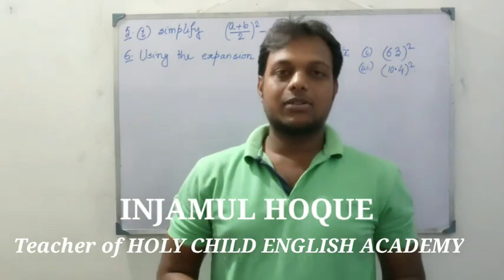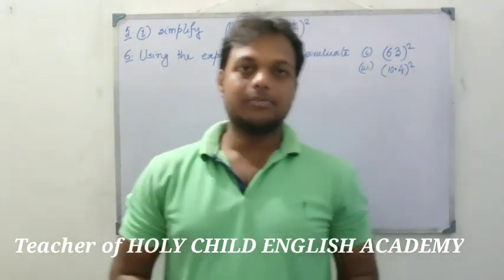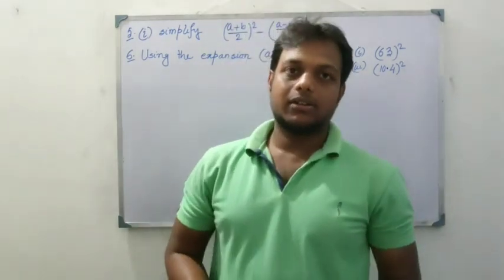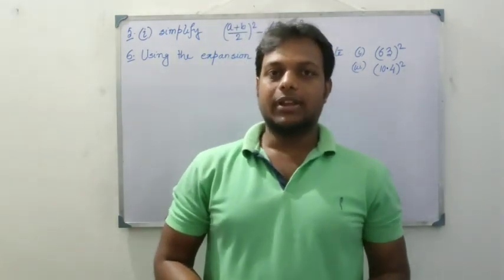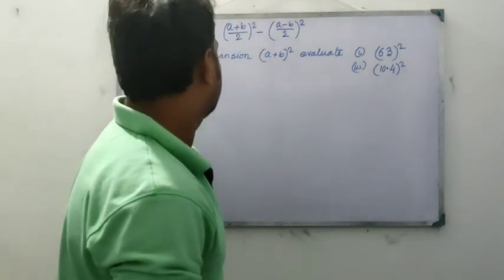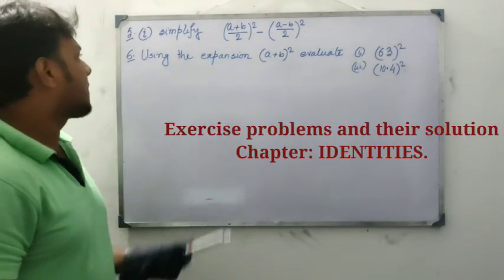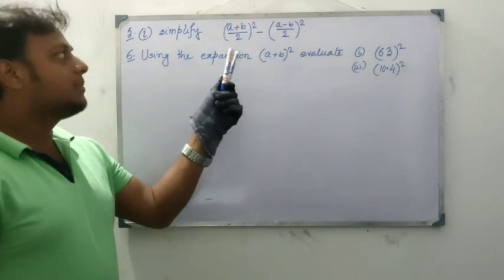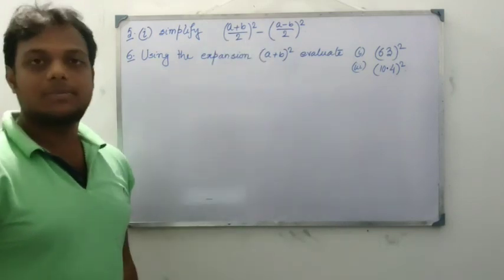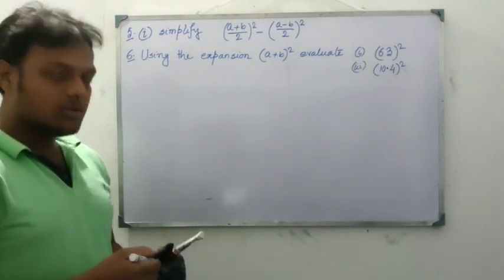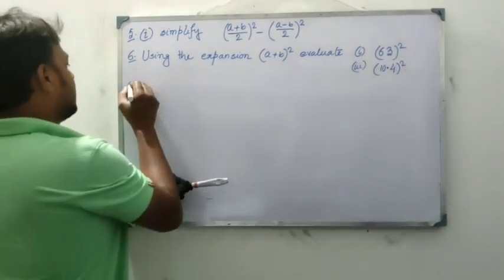In my previous video, we have solved the exercises problem up to class 4. Today, we will discuss more exercises problem. See the first problem. This is the 5's one. Simplify (a plus b) by 2 whole square minus (a minus b) by 2 whole square. We have to simplify the first one. Okay. This is the solution.